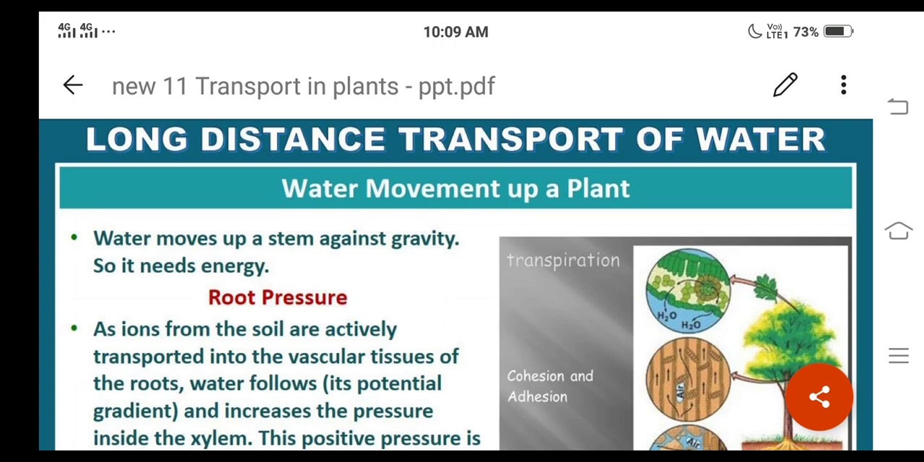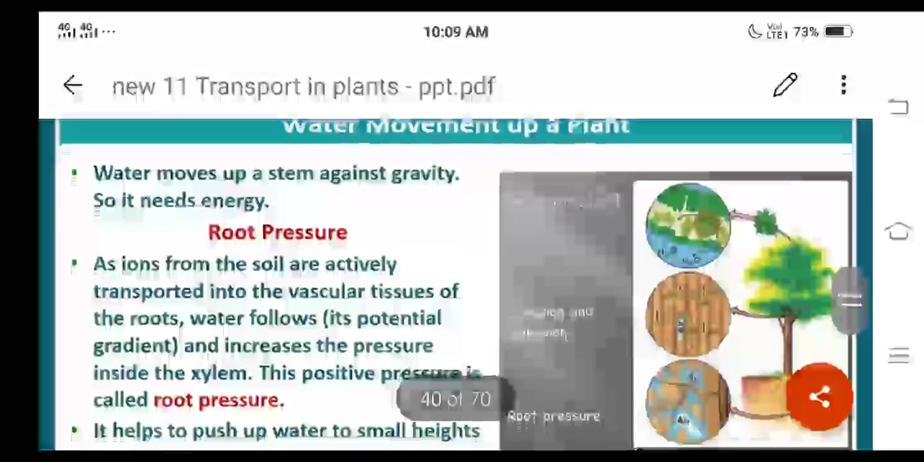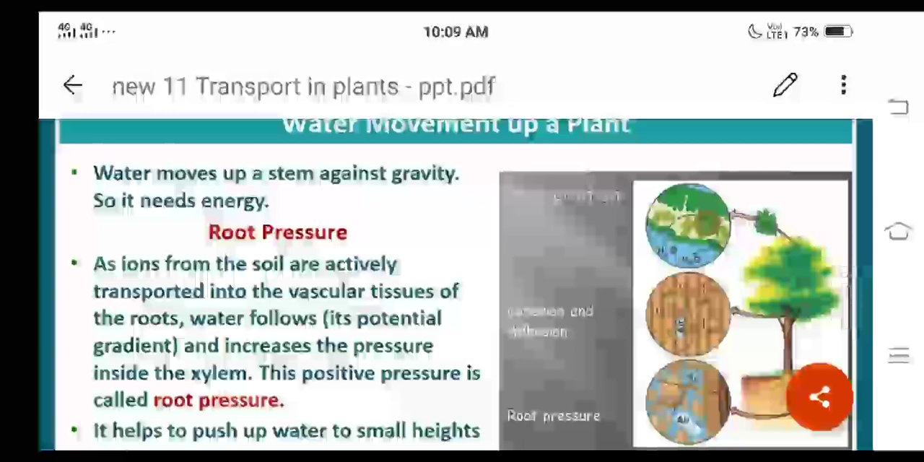Because of the entry of ions and water in the root, there is an increase in the pressure inside the xylem, and this positive pressure is called the root pressure. Due to the entry of water and ions into the root part, there is a development of pressure inside the xylem, that is considered as positive pressure, which is also called root pressure. Root pressure is developed in the xylem of the roots.